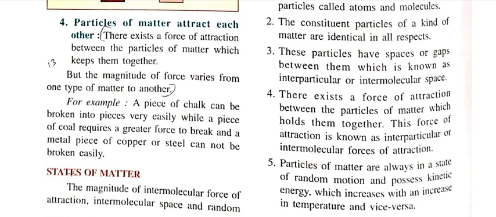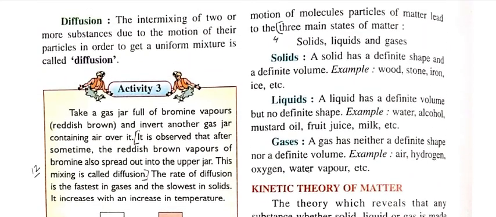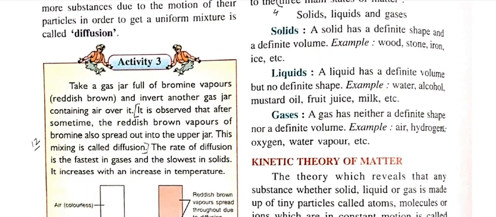Next point on page number 4 is state of matter. The magnitude of intermolecular force of attraction, intermolecular space, random motion and degree of freedom actually defines the state of matter. There are 3 states of matter called solid, liquid and gas. Solid has a definite shape and size and volume, liquid has definite volume but no definite shape or size, gas has neither a definite shape nor a definite volume.